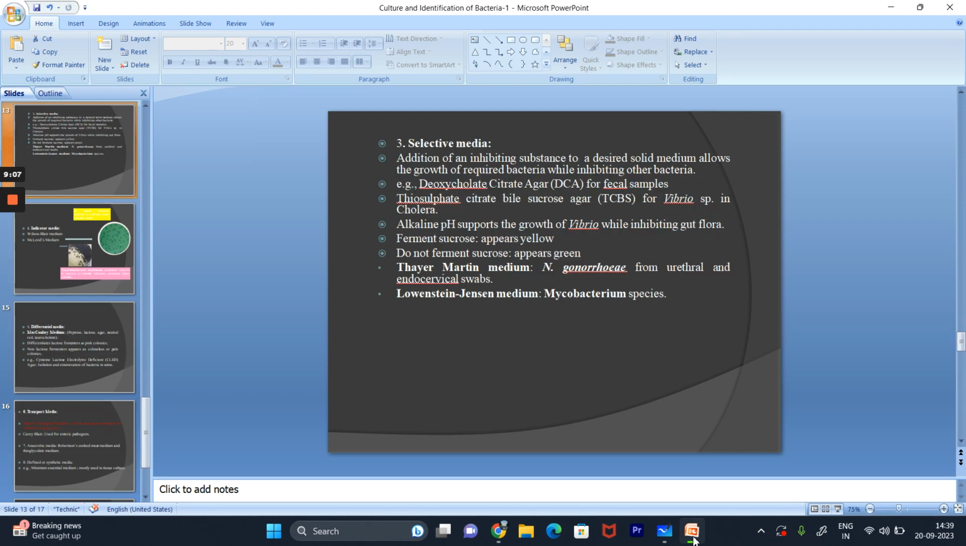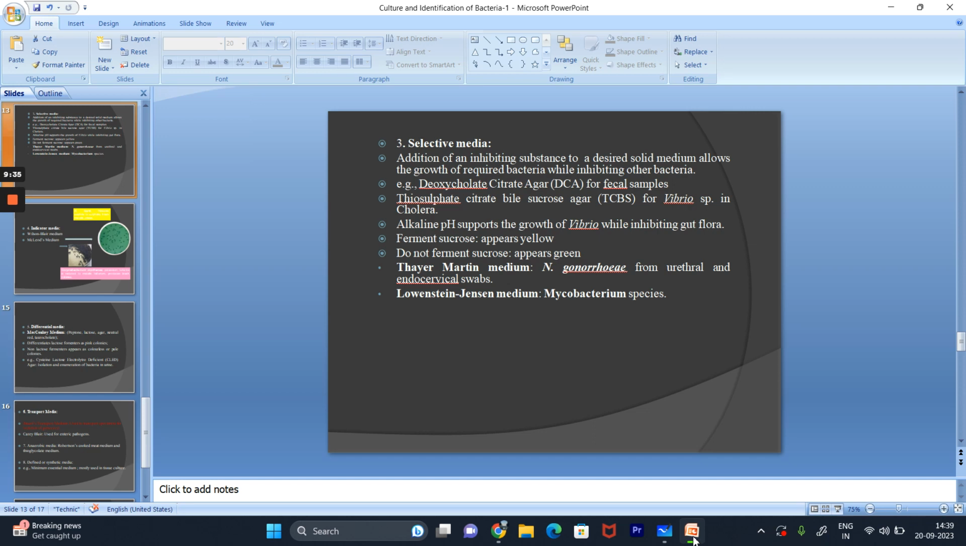Third one is the selective medium. As in this case, the selective medium has an inhibiting substance added to the desired medium, which allows the growth of required bacteria while inhibiting other bacteria. Examples of such media are deoxycholate citrate agar media, which is used for the isolation of bacteria from fecal samples.